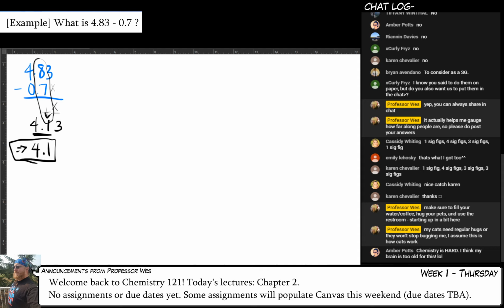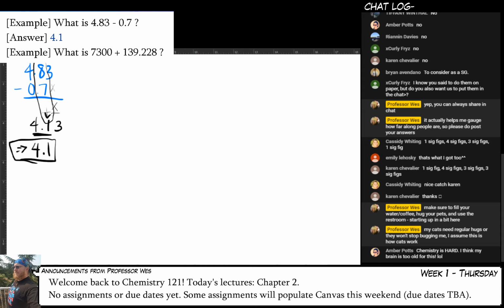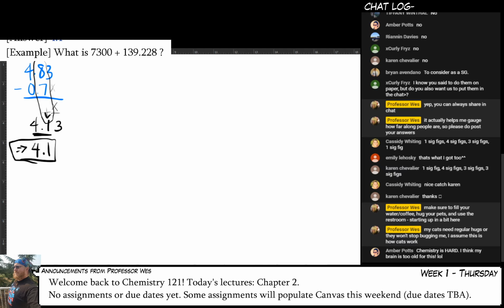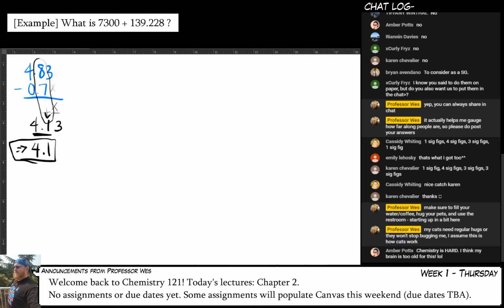All right, so hopefully everybody was able to follow through with me to get that same answer. Let's do another one. This one will be a little more complicated. What is this calculation? How the heck do I do this? Well, let's find out.